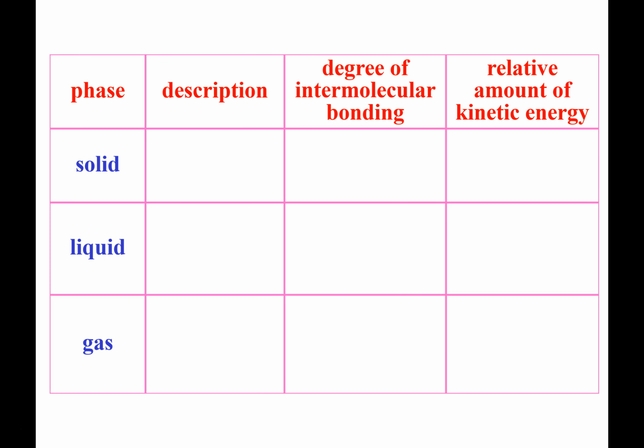Now, this matrix, I don't know, do you have these all to fill in and such? The description goes like this. The solid has a definite size and definite shape. The size is volume, so definite volume and definite shape. Okay, now this one, I could take, oh, sorry, we're going across. The degree of bonding is high, the kinetic energy is low.